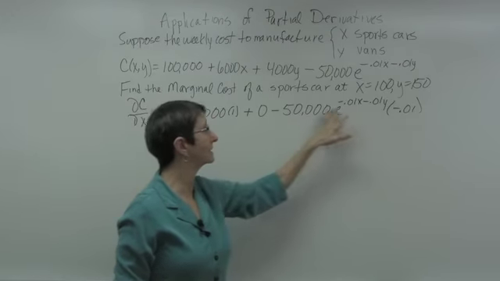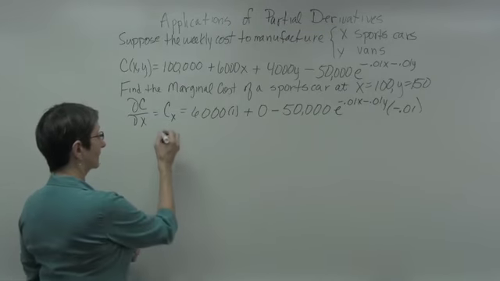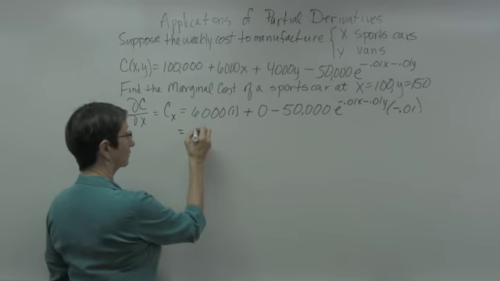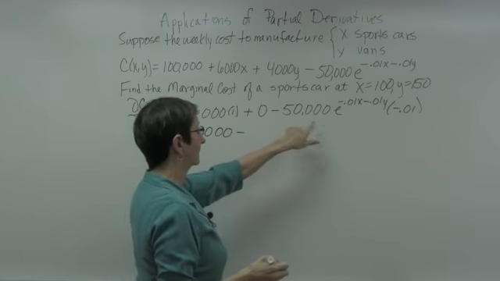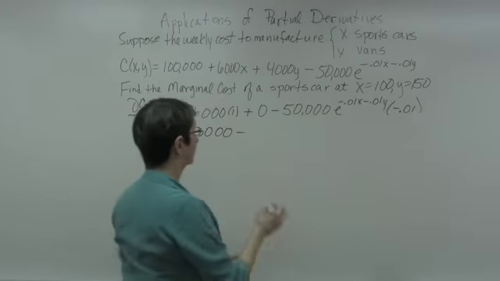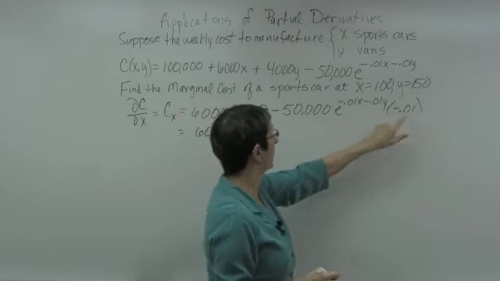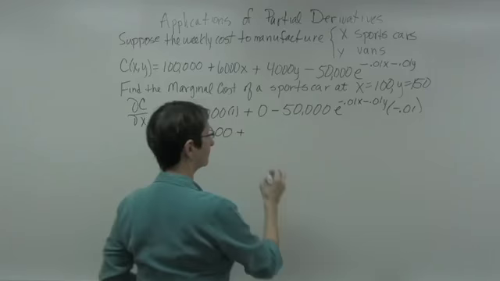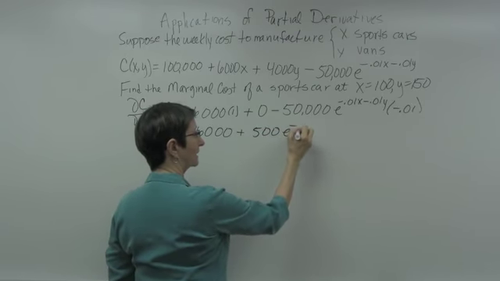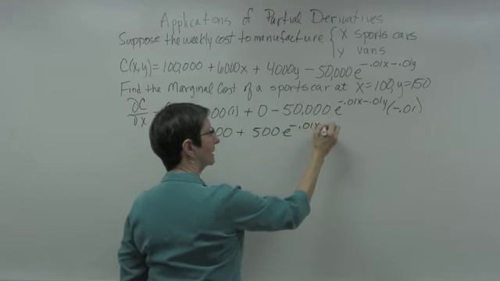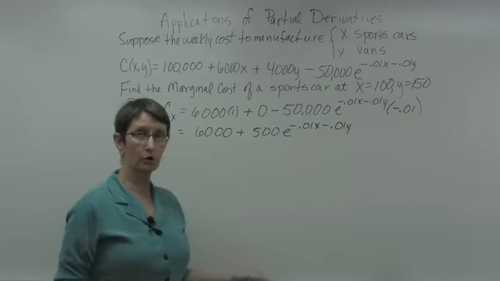So all of this is the derivative of the cost with respect to x. So let me simplify that a little bit. I have 6,000 minus, and another minus that I'm multiplying makes that a plus. 0.01 times this knocks that off 2 decimals, gives me 500e to the negative 0.01x minus 0.01y. So that's my partial derivative.